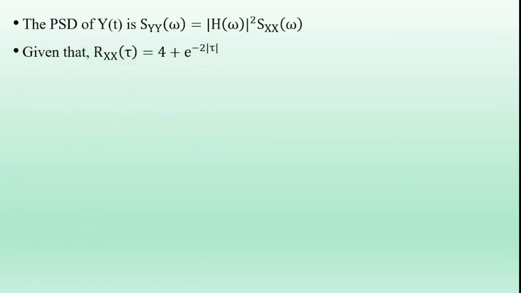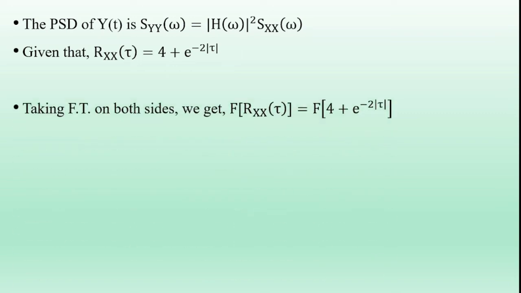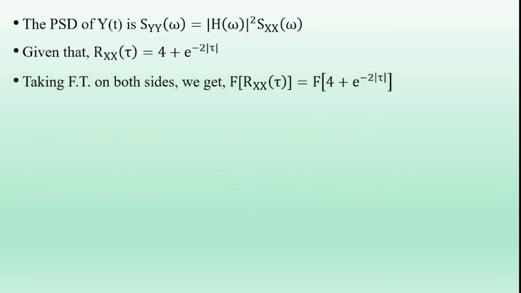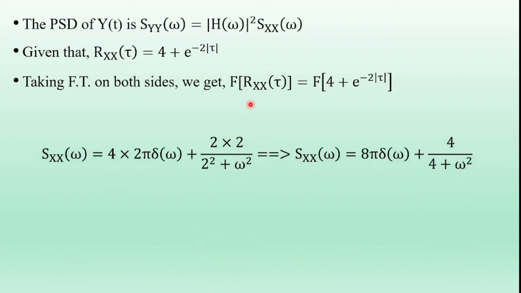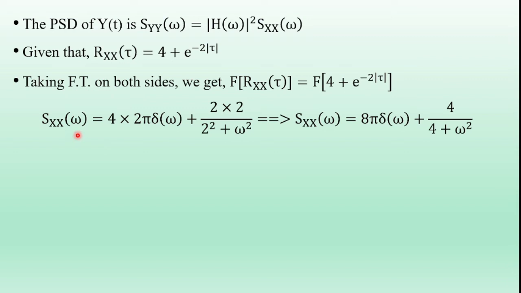The autocorrelation function of x of t is 4 plus e power minus 2 mod tau. Taking Fourier transform on both sides, Fourier transform of Rxx of tau is equal to Fourier transform of 4 plus e power minus 2 mod tau. The Fourier transform of the autocorrelation function is the power spectral density, that is Sxx of omega equal to 4 into the Fourier transform of a constant, which is 2 pi delta of omega, plus the Fourier transform of e power minus a mod t.